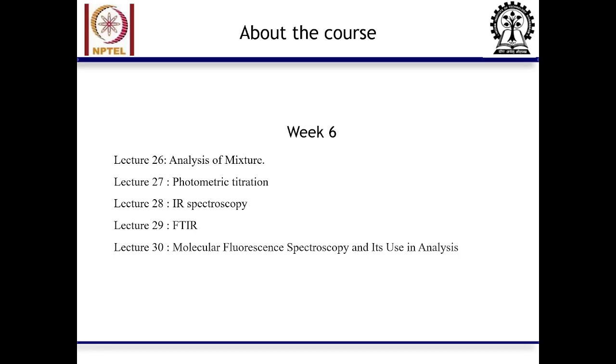Then we went to the photometric titration, where the reagent is the complexing agent, and then we find out a species which is photometrically detectable. Then we went through bismuth 3 plus and copper 2 plus estimation via EDTA using the photometric titration. So this is all about lecture 27.